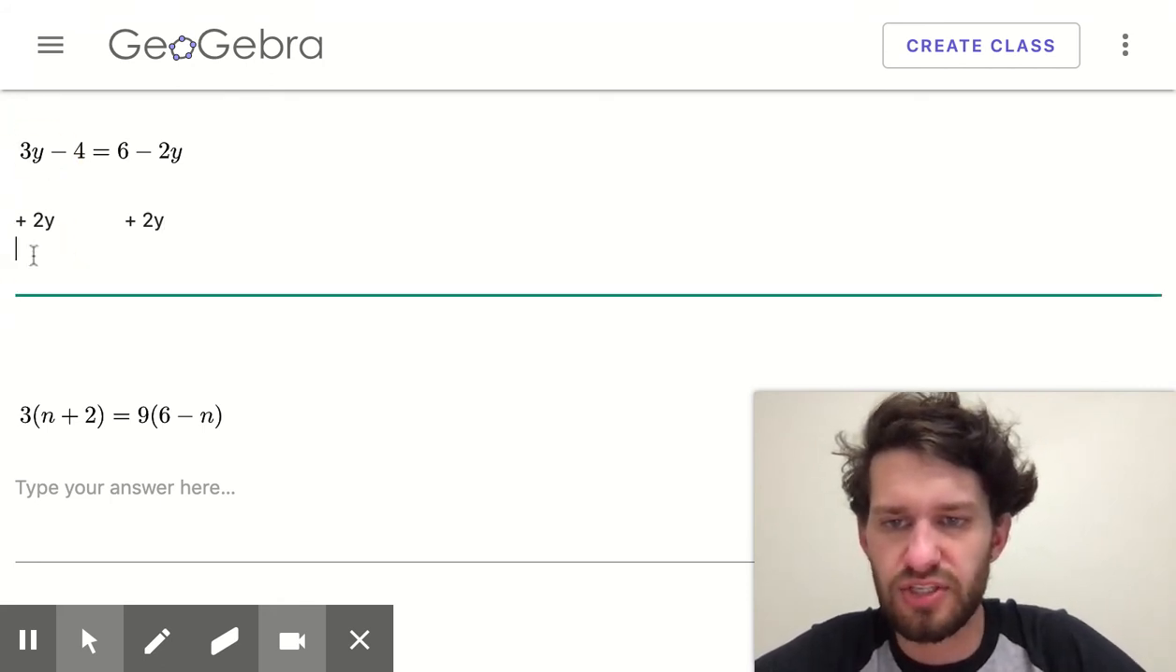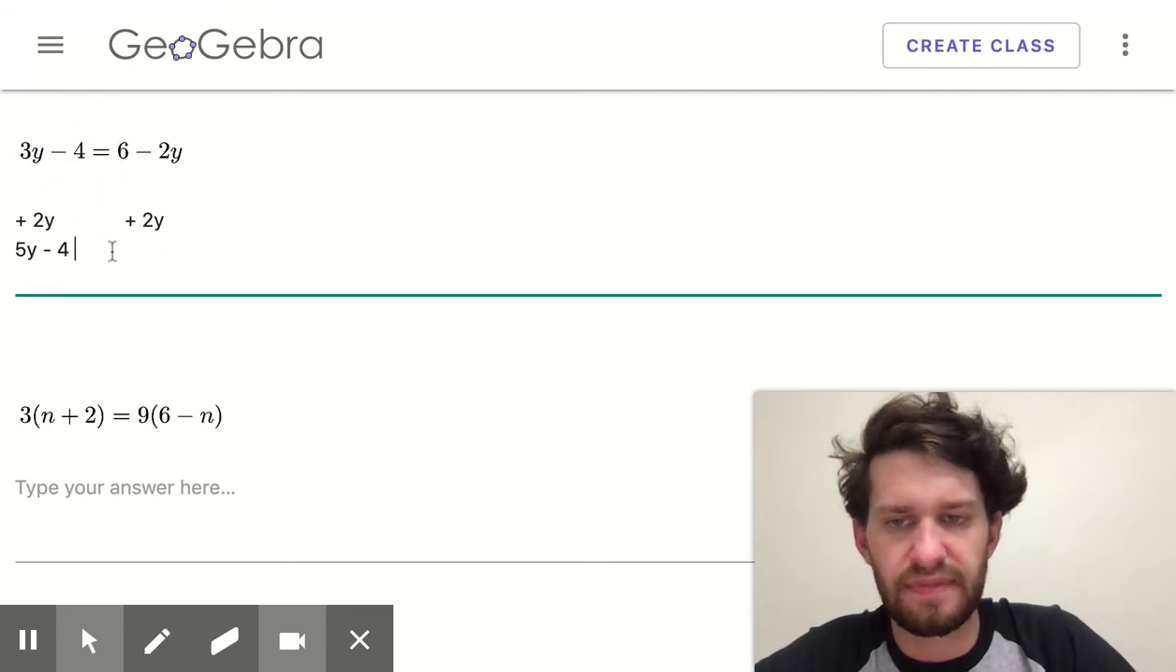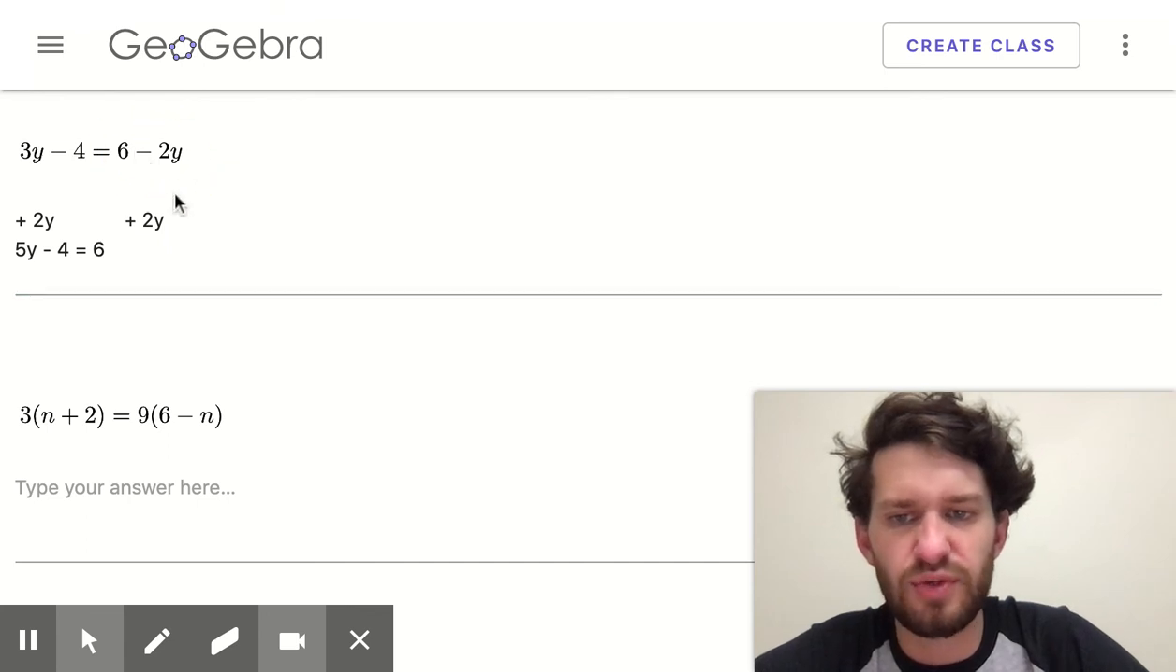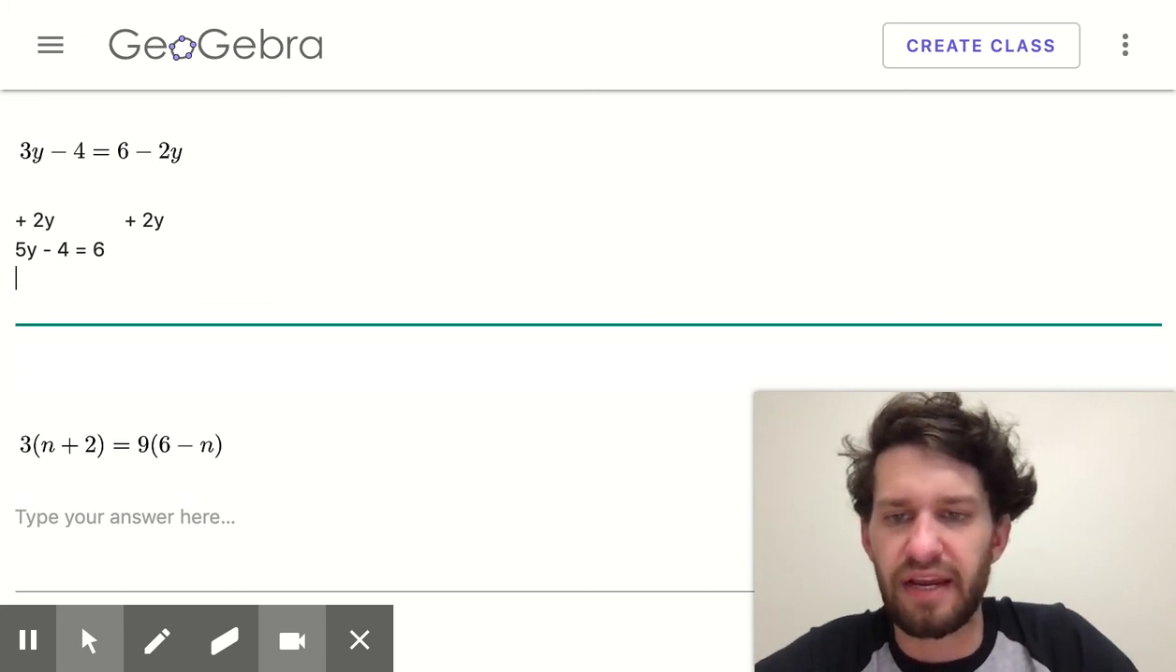3y plus 2y gives me 5y's. And I still have minus 4, negative 4 1's. That's going to be equal to 6, right? Because negative 2y plus 2y, that's going to cancel out. I am not going to have any more y's on the right side of my equation.